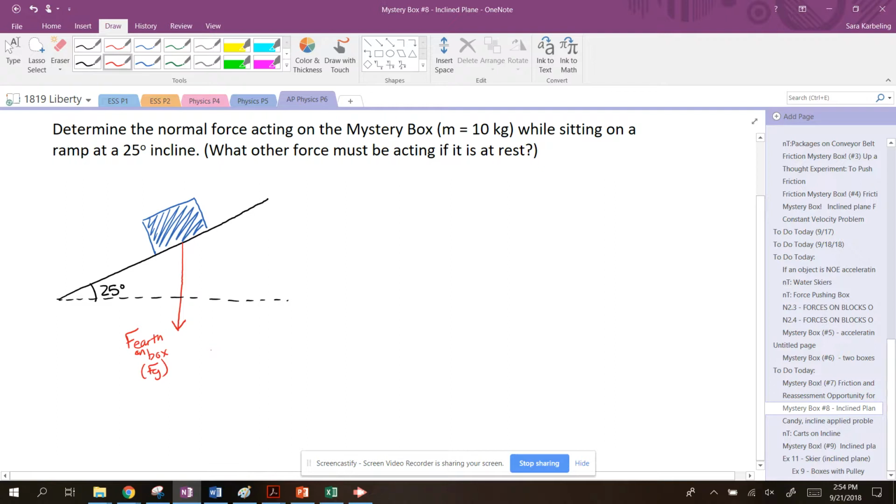Are there any other forces acting on the box? Short answer is yes. What you got? Normal force. Normal means what? Perpendicular. So the surface is now like this, so that needs to go at an angle too. It's weird, but I know you can do it. I believe in you. It is a unique direction. So this is going to be the force of the surface on the box, F N.